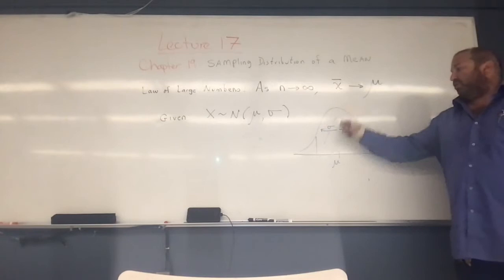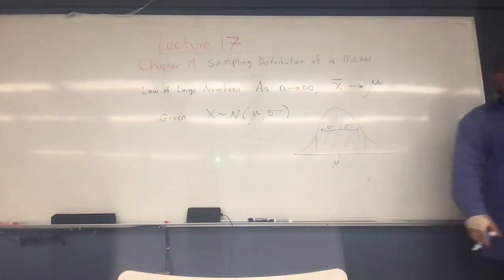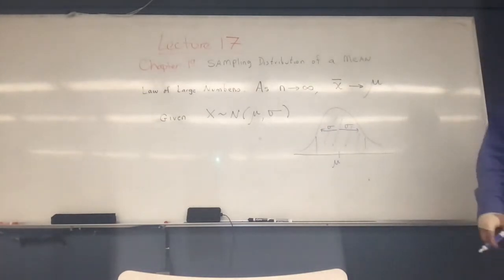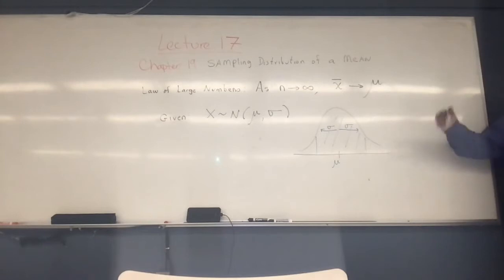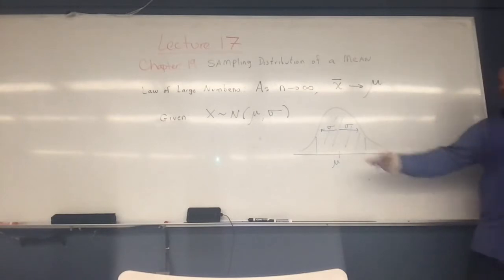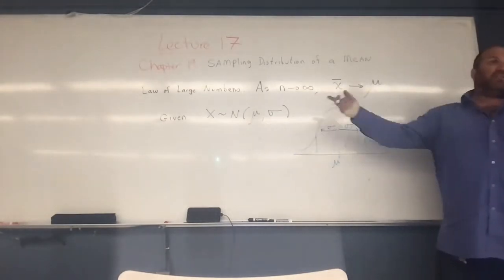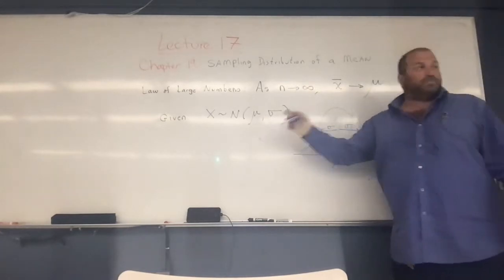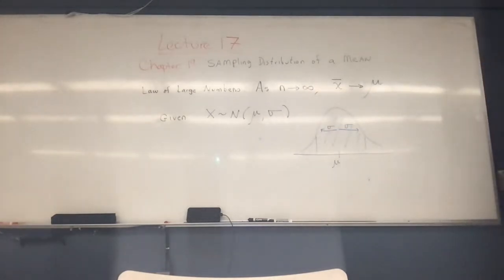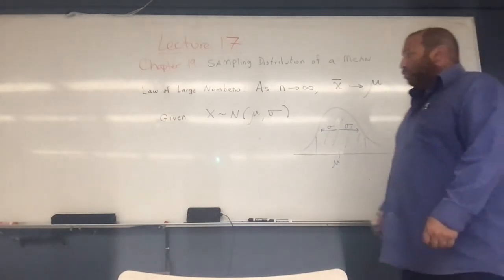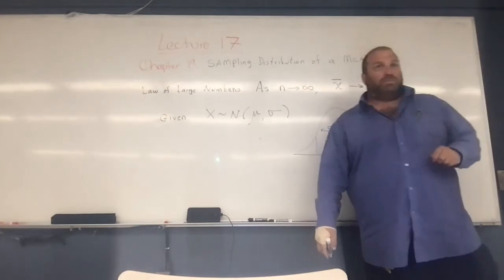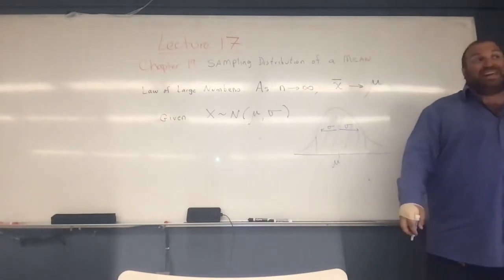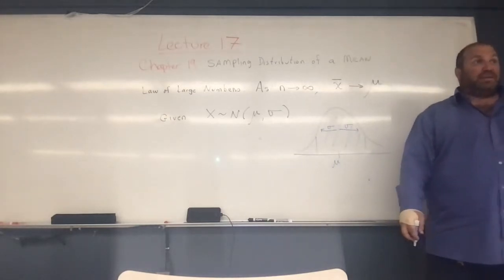How much of the data falls within 1 deviation of the mean if it's normal? 68%. And if I go 2 deviations out, 95%. If I go 3 deviations out, 99.7%. I know so much information just by being told that X is normal with mean mu and standard deviation sigma. But what if now I don't want 1 at a time? I want 10 at a time, and I want you to average them and give me that number.